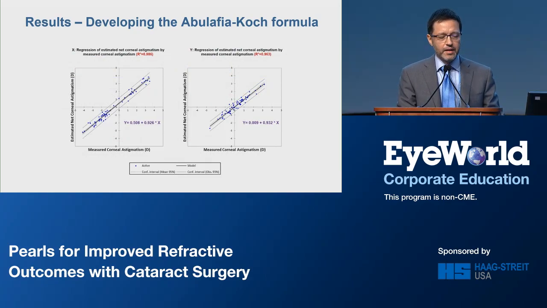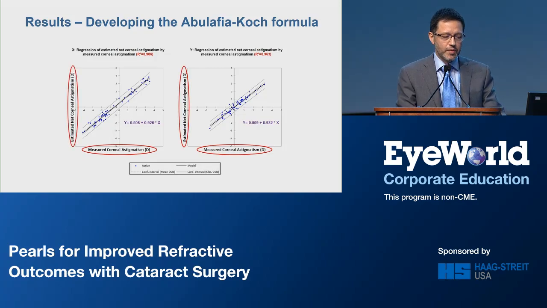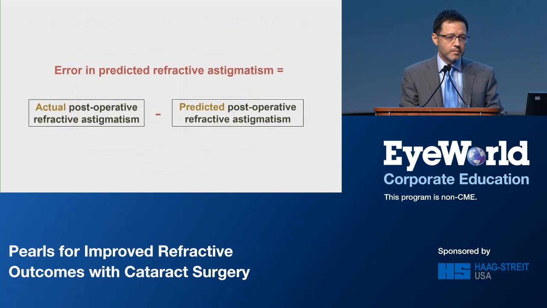And we did find a high correlation between the measured corneal astigmatism by the Lenstar and the estimated total corneal astigmatism. And although we tried many sophisticated ways to improve it, it seems like a simple linear regression did the best for our data set.